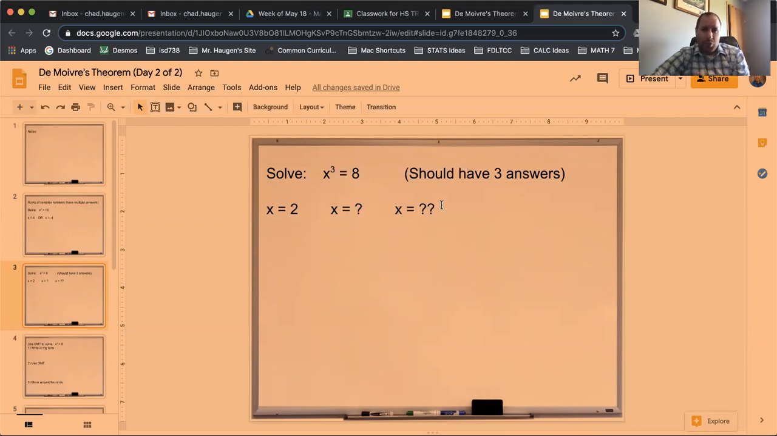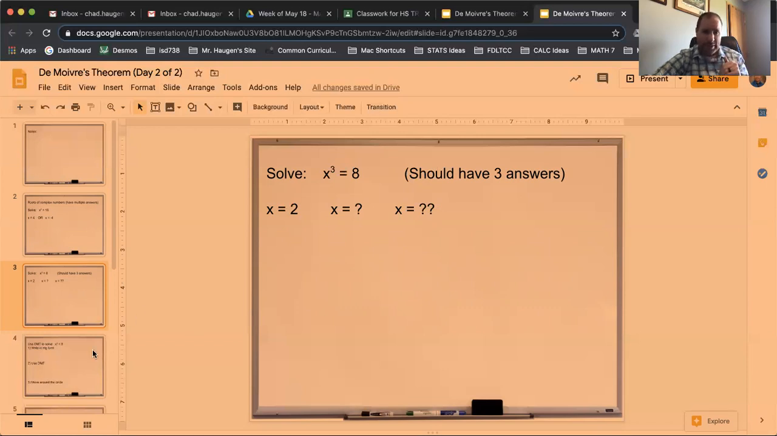So the question is, what are the other 2 possibilities? What are those going to be? And that's where we use De Moivre's theorem to find what those other answers are. One of them here is 2, but we find what the other 2 answers are with De Moivre's theorem.